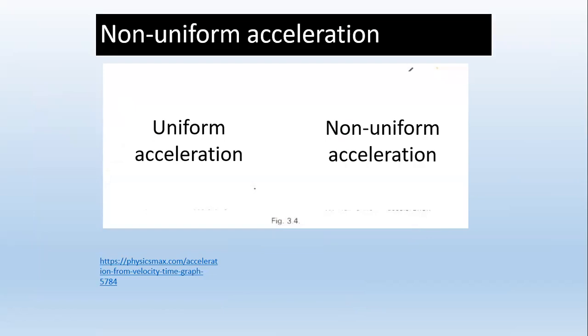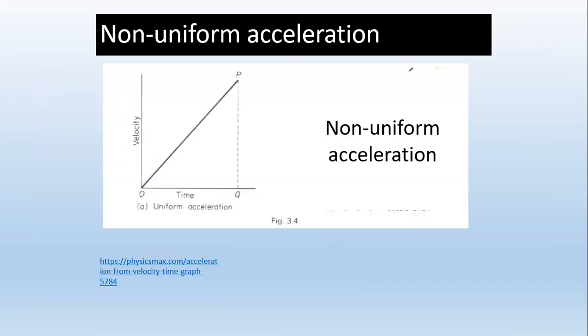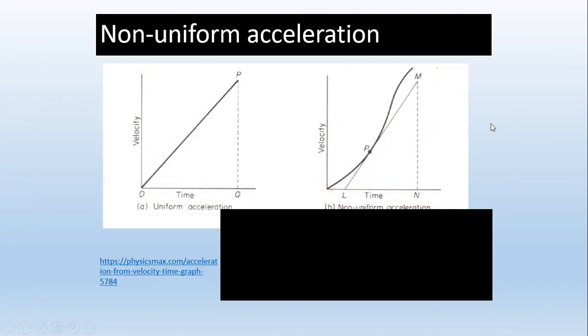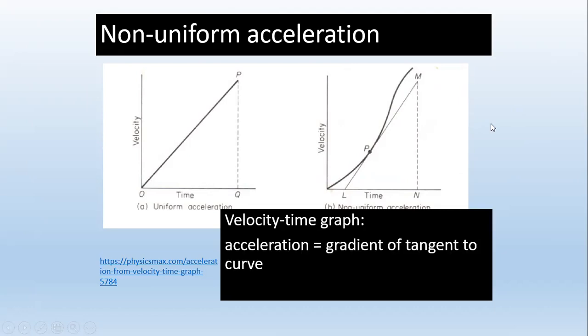Non-uniform acceleration: you must be able to distinguish what is uniform acceleration and what is non-uniform acceleration. If the velocity-time graph is a straight line, it's uniform acceleration. Non-uniform is a curve. Remember the slope increases, so this is acceleration. In this part the slope decreases, so it's deceleration. We'll go into more of that. You just need to know that if it's a curve, it's non-uniform acceleration. Remember, for a velocity-time graph, acceleration is the gradient of the tangent to the curve.